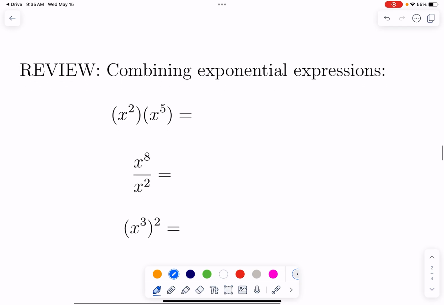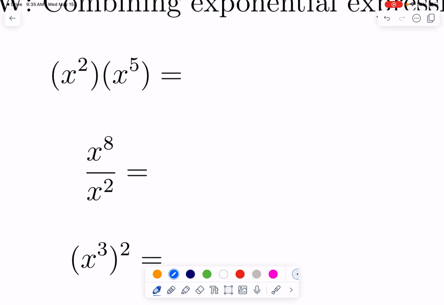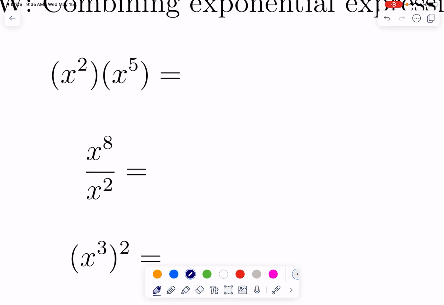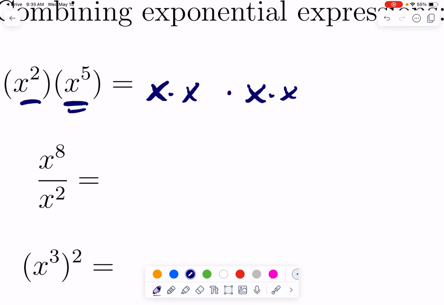Now we have some rules for combining exponents. And I'll write out what all of these mean. So if I have x squared times x to the 5th, that means x times x, that's what x squared is, times x to the 5th, x times x times x times x times x. And at the end of the day, this is just x times x times x times x times x times x times x. There are 7 of them. This is x to the 7th power.